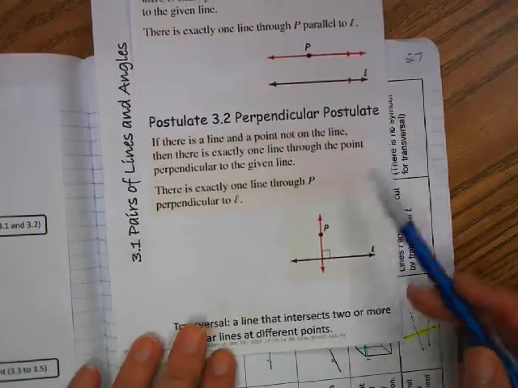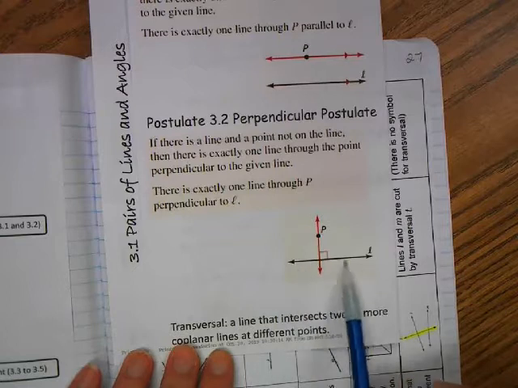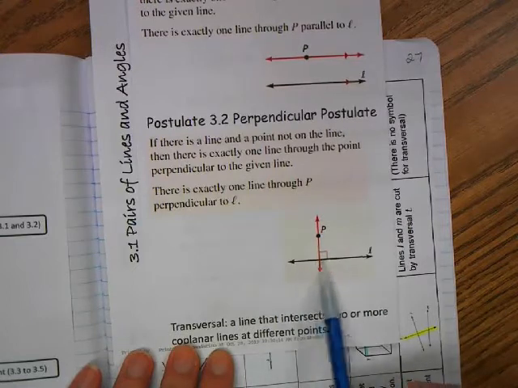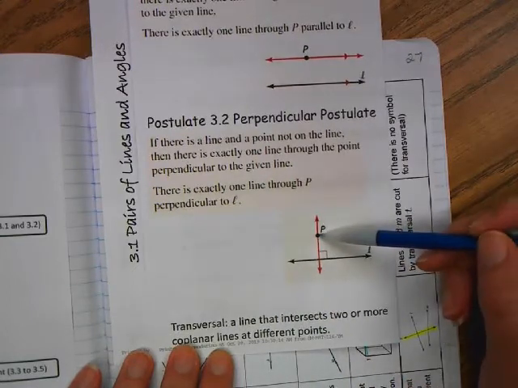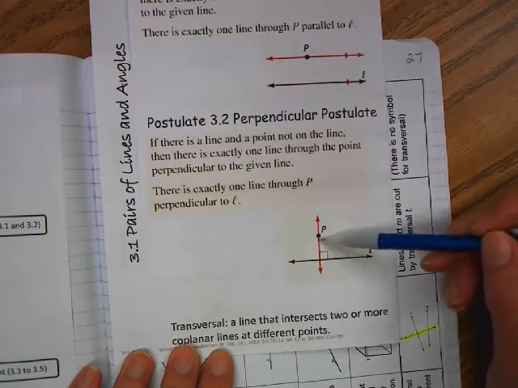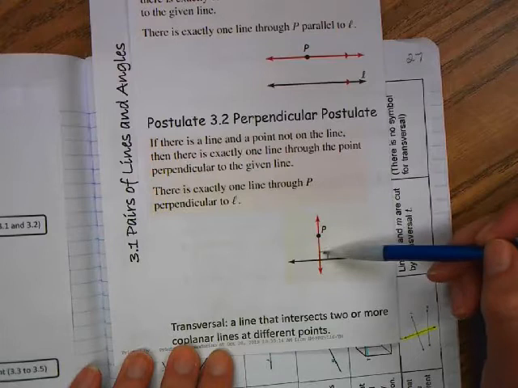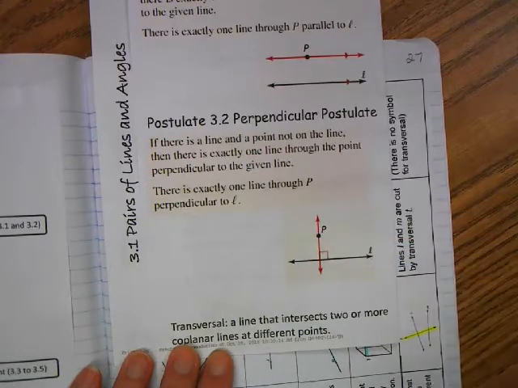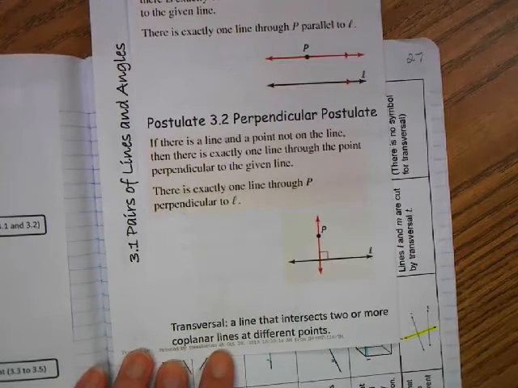Same thing with the perpendicular postulate. You're going to start out by saying if there is a line and there is a point not on the line, then there is exactly one line through that point that's perpendicular to that line. And again, a reminder of what a transversal is.